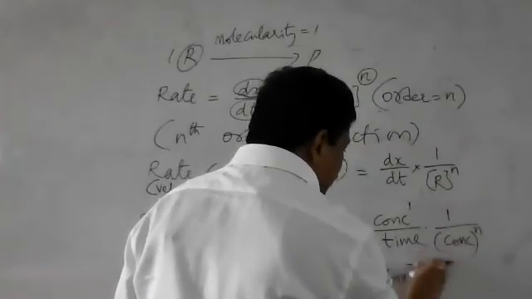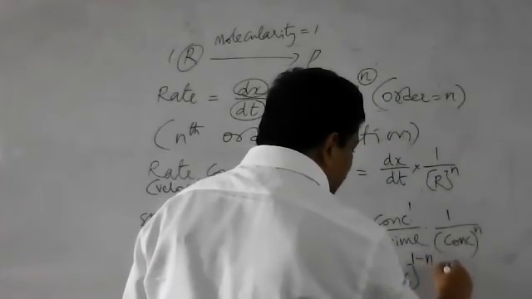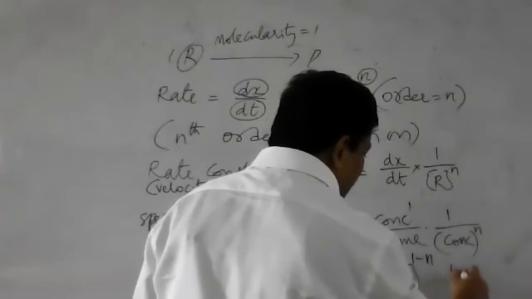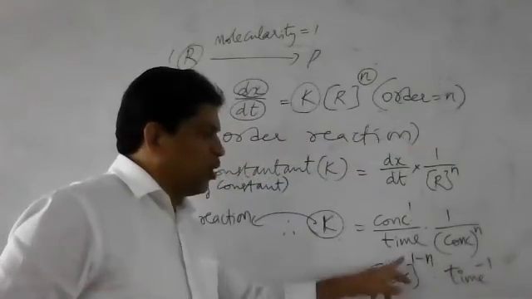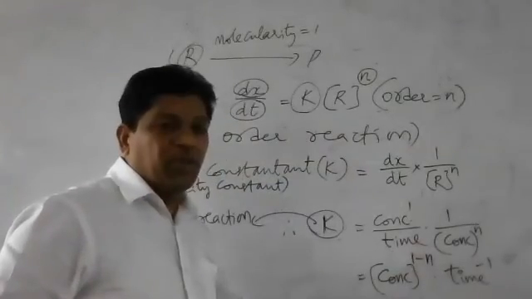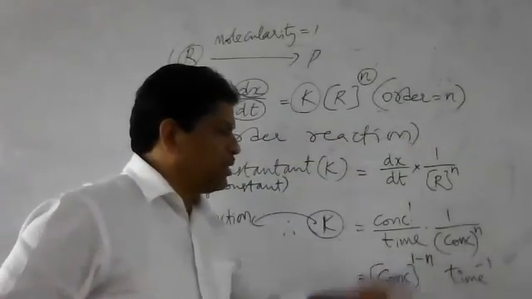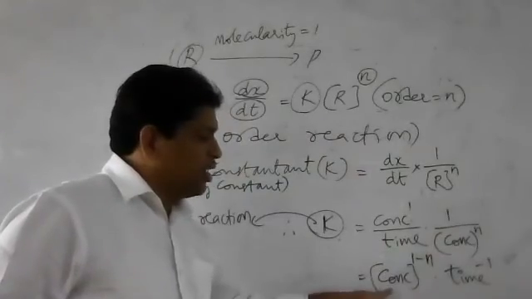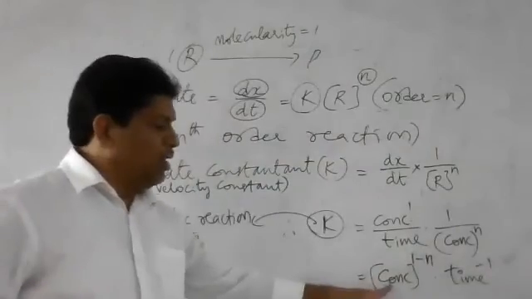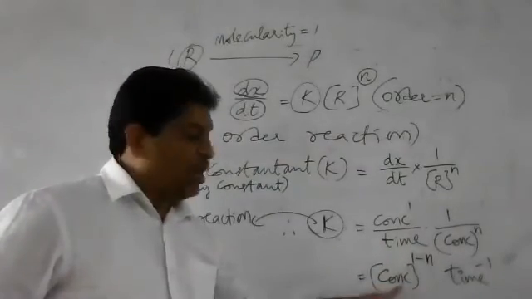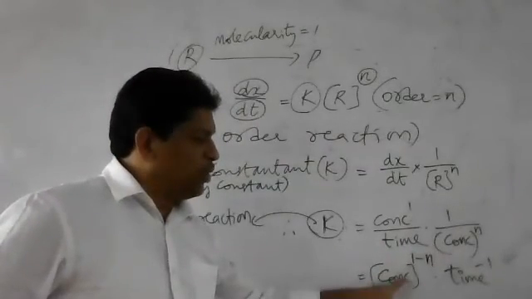Now I am taking this one up. So 1 minus n. Directly take concentration to the power of 1 minus n into time inverse. Is that clear? So concentration to the power of 1 minus n means, inside the square bracket, we can write mole liter inverse to the power of 1 minus n into second inverse. Time is generally measured in seconds or minutes or days.